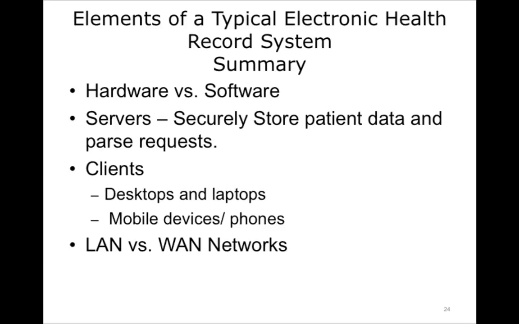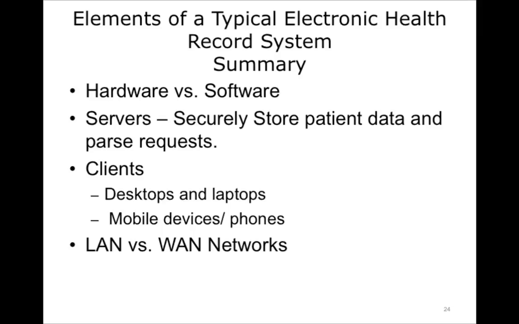Let's summarize what we have learned so far. Clients, servers, and the network infrastructure all work in concert to provide functionality of a typical EHR system. Hardware in the computing world represents the physical devices, while software describes the written code used to create the various operating systems, applications, and device drivers needed to input, compute, and output data.